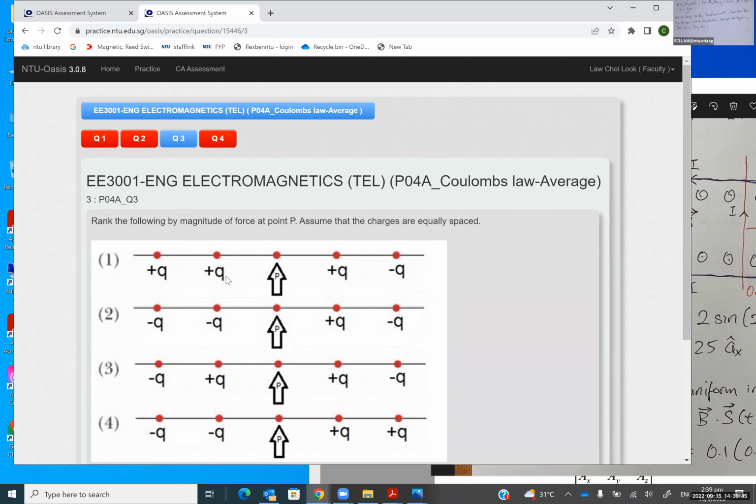First of all, it's proportional to charge. But fortunately, all these are either plus Q or minus Q. Then next is inverse distance square. Okay. Those are the rules in your head. To do some superposition, you can find out your answer. Okay with that?